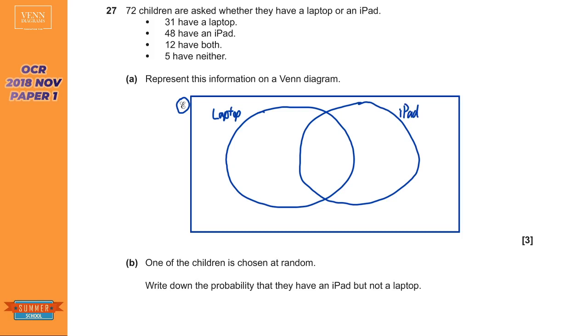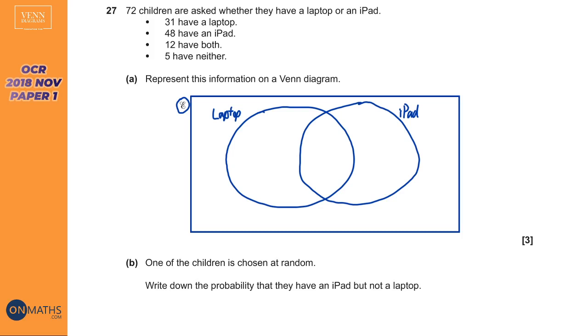And we're assuming that means just a laptop. And we would be wrong assuming that, because it doesn't say 31 just have a laptop. It says 31 have a laptop. So they could either be in the middle group or just on the left hand side. So we've got to be really careful.